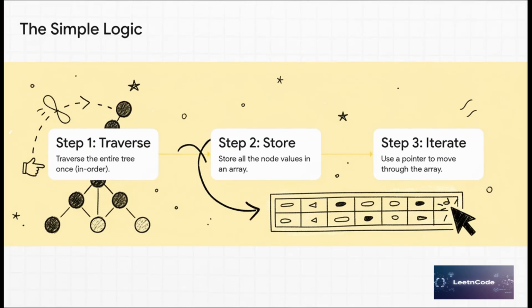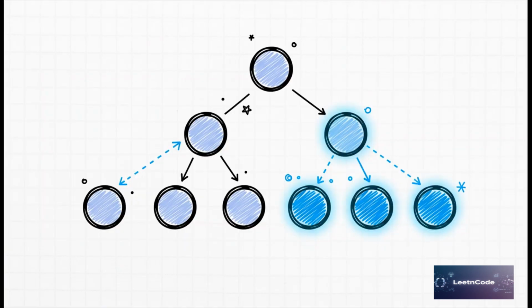The logic here is super straightforward. Step 1, we just do a full in-order traversal of the whole tree. Step 2, as we visit each node, we just dump its value into a plain old list or array. And finally, our next and hasNext functions basically just move a little pointer along that list we already built. Simple. Let's actually see how this plays out.